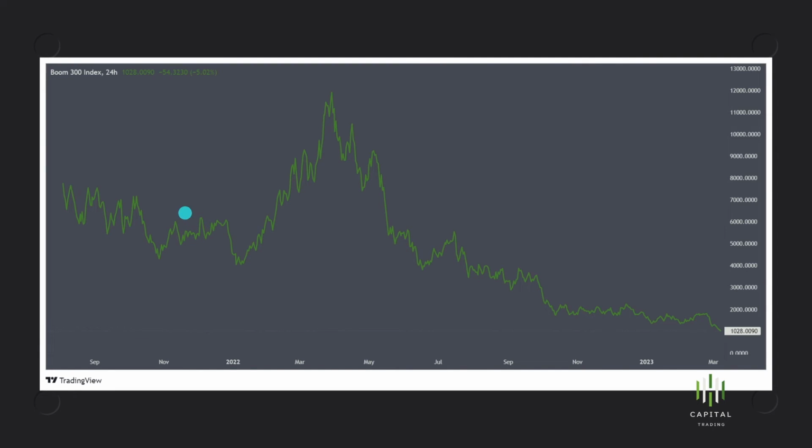They formed these two highs. They came to run them over too, after running over this old low, right? And then we had this old high from when boom 300 was formed.